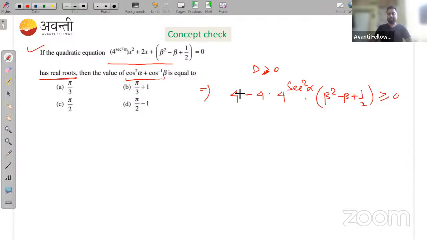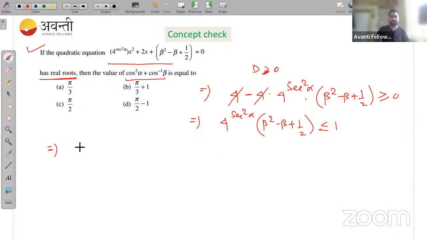Right? So if we cancel 4 on both sides, it will be 4 to the power sec square alpha into beta square minus beta plus 1 by 2 is greater than or equal to 1. Yes or no? No, less than or equal to 1. This comes to the right hand side, minus becomes plus, and this is less than or equal to 1. Yes or no?